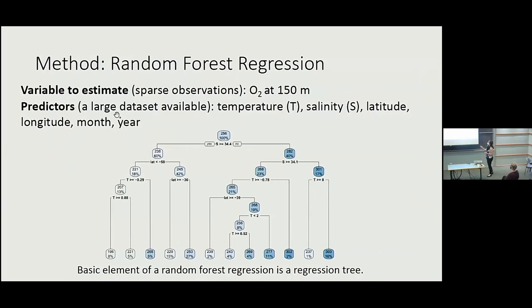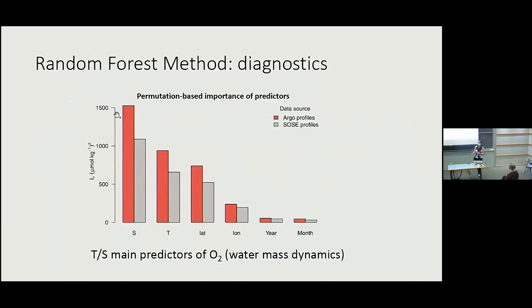The random forest regression leverages basic elements that are the regression trees. And there are ways for each tree in the forest to be different from the others. I'm happy to chat more about that if you're interested. But the point is that at the end, when you train this forest of regression trees, you can then predict oxygen at the locations where you don't measure oxygen, but you measure temperature and salinity.